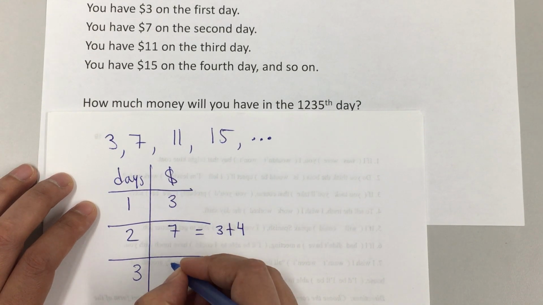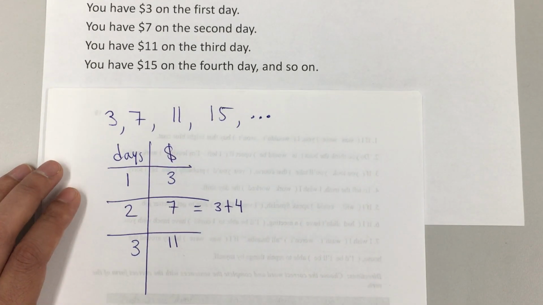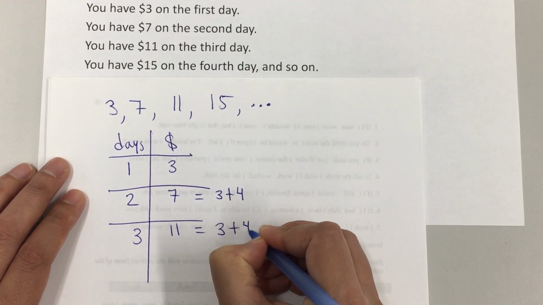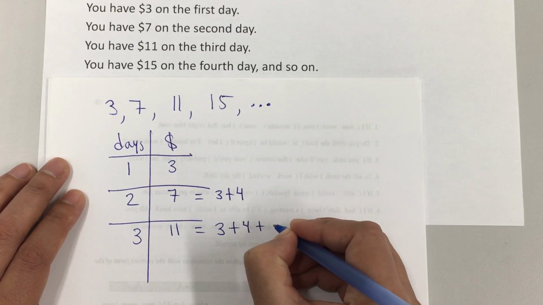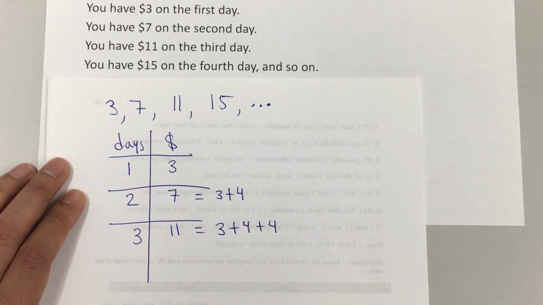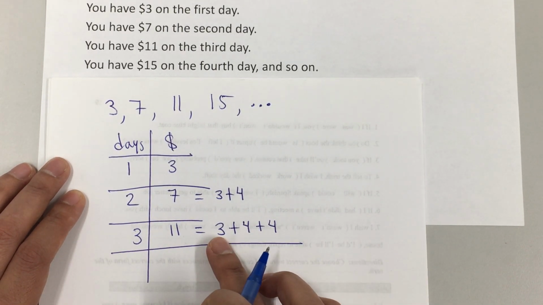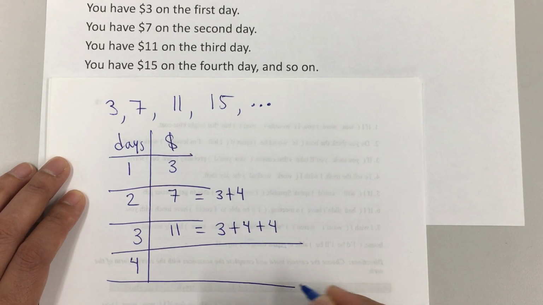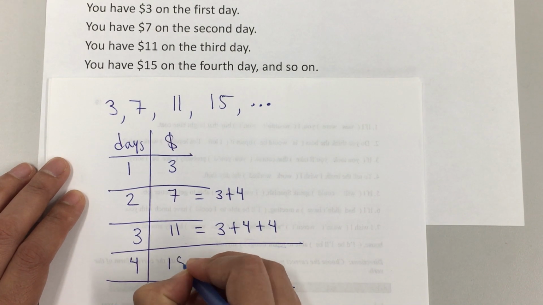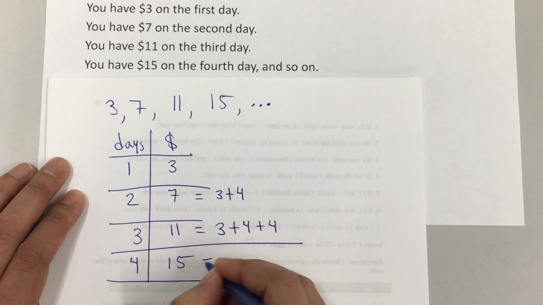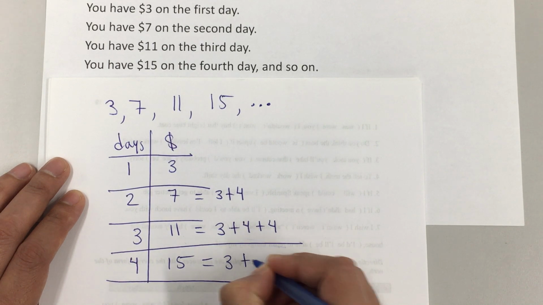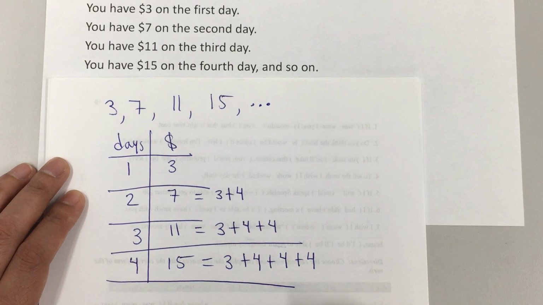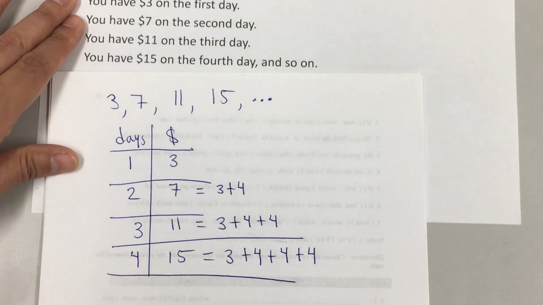For day 3 I have $11. This means that I had 3 the first day, I added 4 the second day, and I added 4 the third day. So 3 plus 4 is 7, plus 4 is 11. On the fourth day, I had $15, that's what it says in here. This means that it's 3 plus 4 plus 4 plus 4.